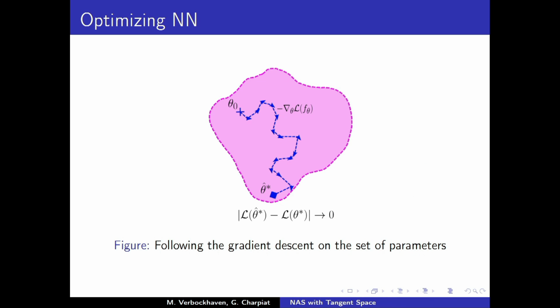So here is a little figure to explain. In purple, this is the functional space you describe with your architecture. And then you follow the gradient descent and you achieve a minimum which has good properties compared to the best one you have inside this parameter space.